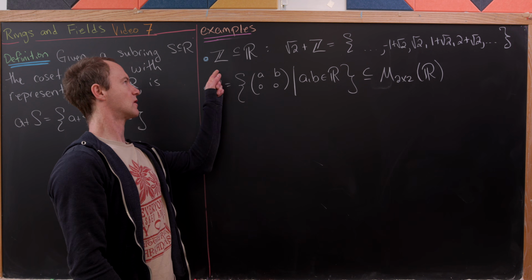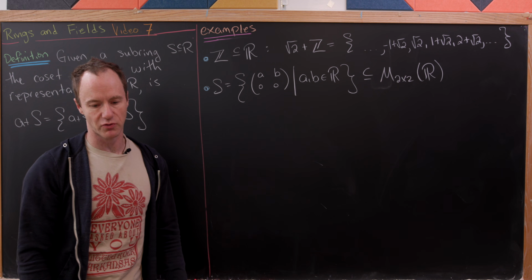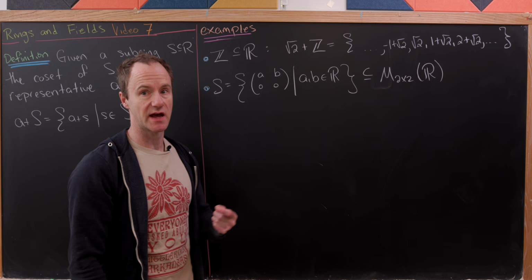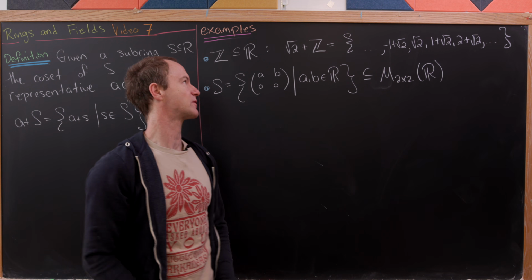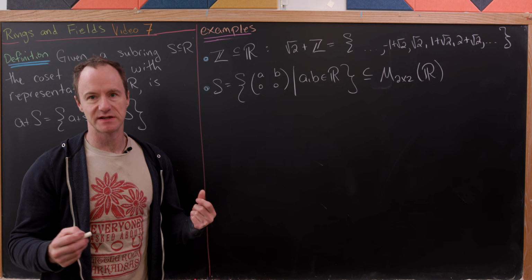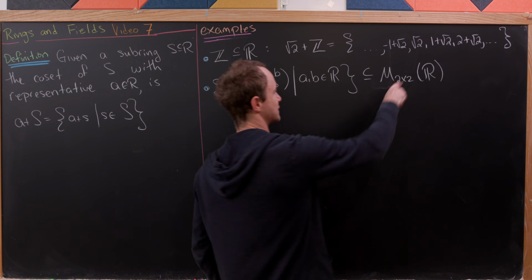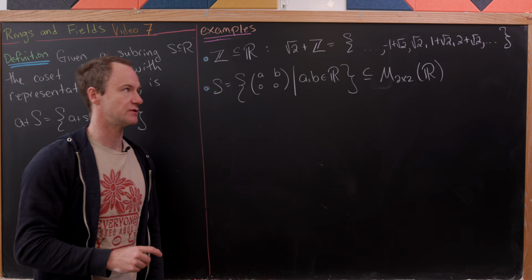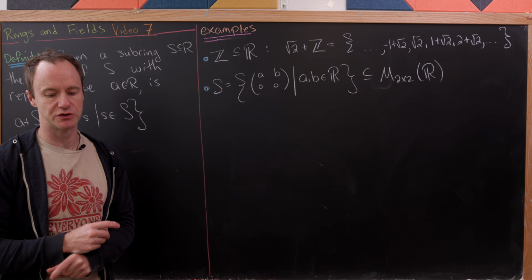So let's start with the integers as a subring of the real numbers. And then let's look at the coset attached to the coset representative, the square root of 2. So notice the elements of this coset will be like the square root of 2, 1 plus the square root of 2, 2 plus the square root of 2, negative 1 plus the square root of 2, and so on and so forth.